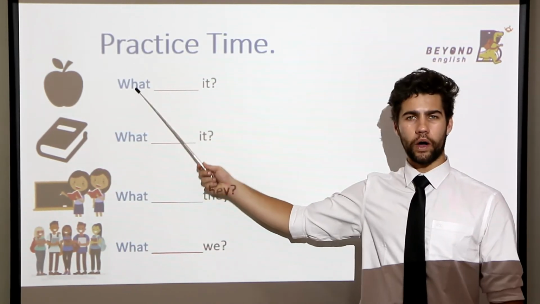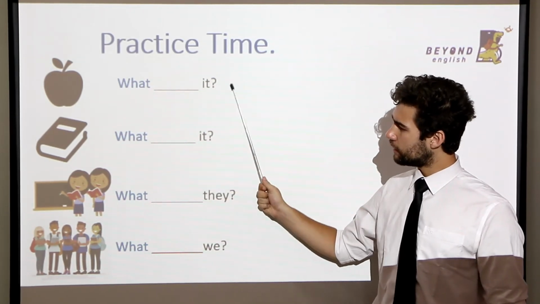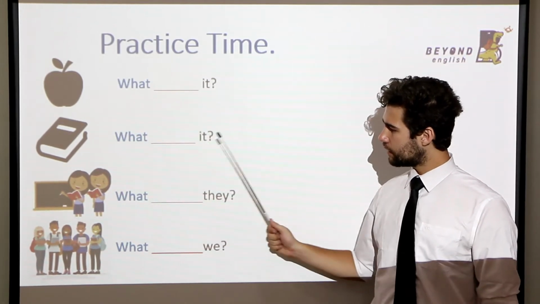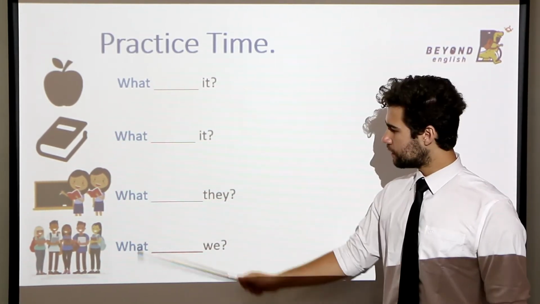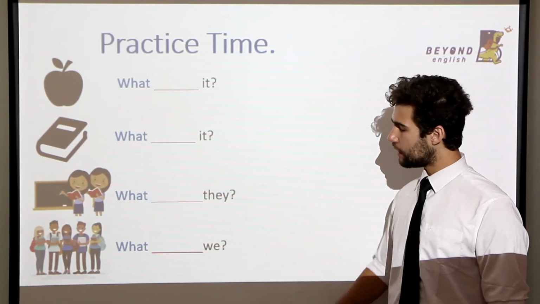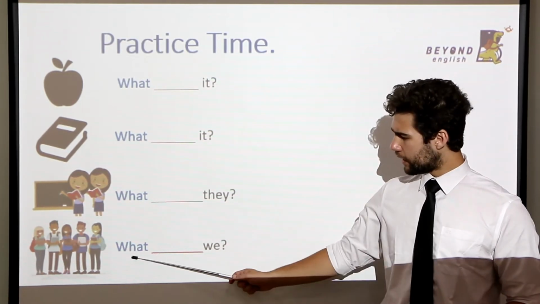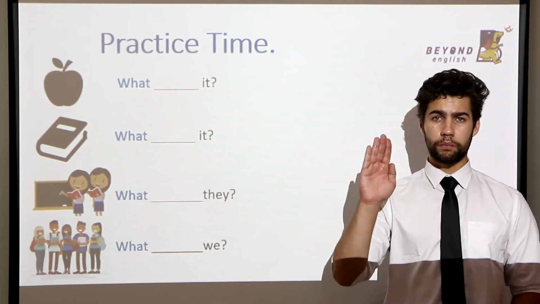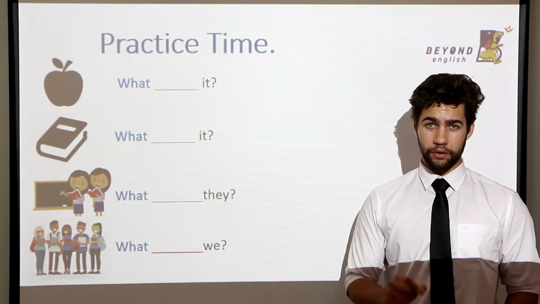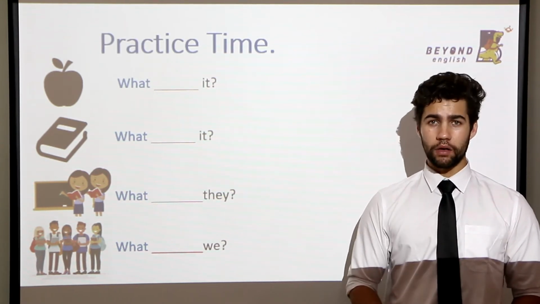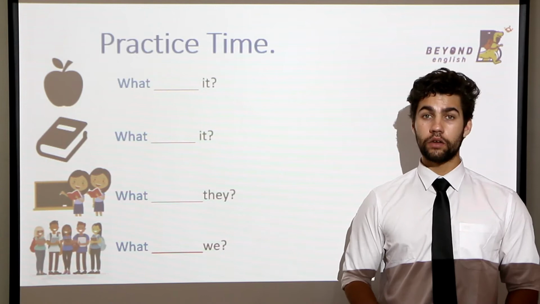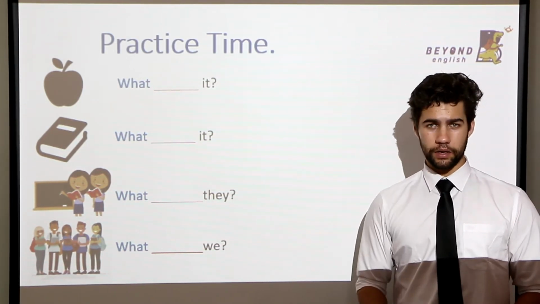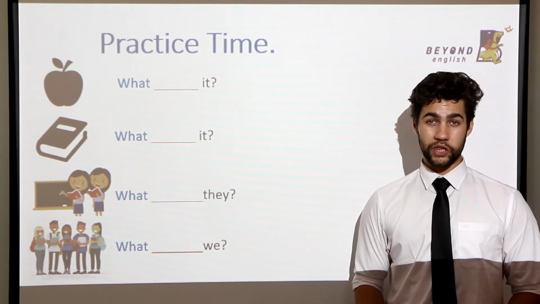Over here, what? It. Number 2, what? It. 3, what? They, and for what? We. Now, I want you to pause the video and write down the correct form of the verb to be. Remember, am, is, and are. Okay, you have 1 minute. Let's go.